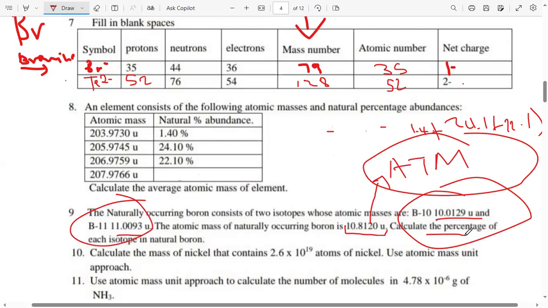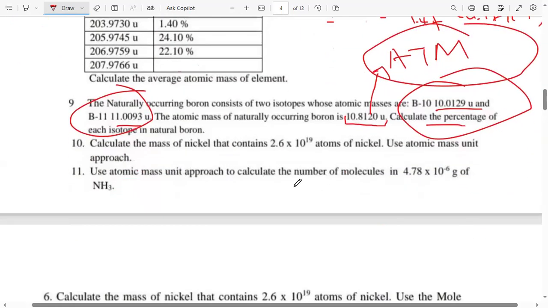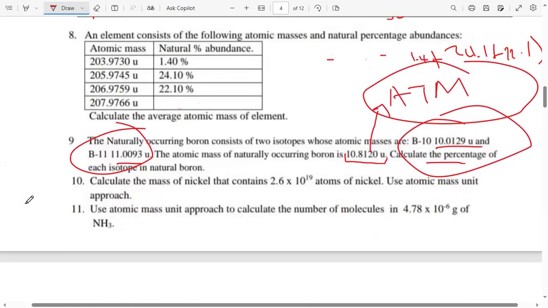Okay, so use the same concept. And then let me try to solve number 10 here, where we are converting from number of atoms to the mass, or from the mass to the number of atoms, or to the number of molecules. Same thing. So let's look at number 10. They're saying calculate the mass of nickel that contains 2.6 multiplied by 10 to the power 19 atoms of nickel. And then they are specifying the method that you should use here.